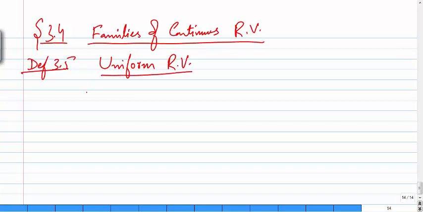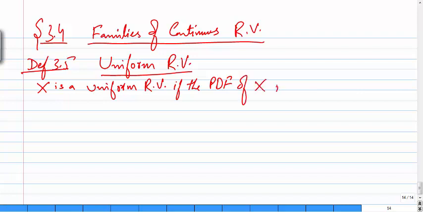For a uniform random variable, X is a uniform random variable if the PDF of X, f_X(x), is equal to 1 divided by (b minus a) when x is between a and b, and 0 otherwise.